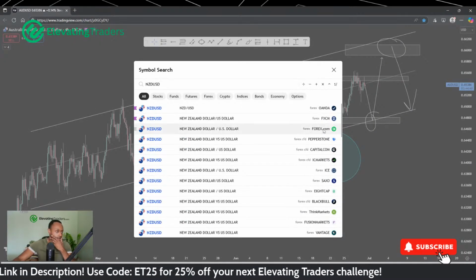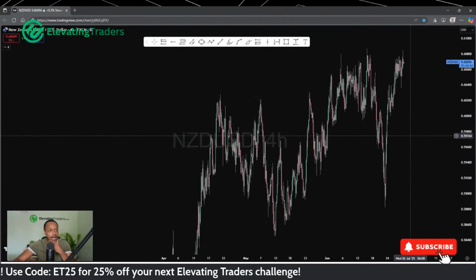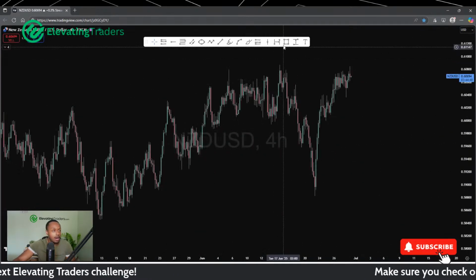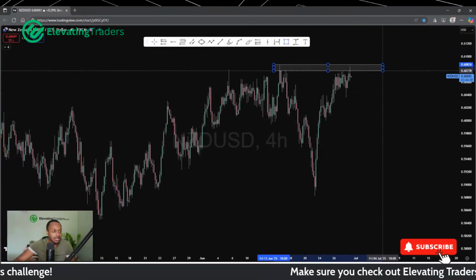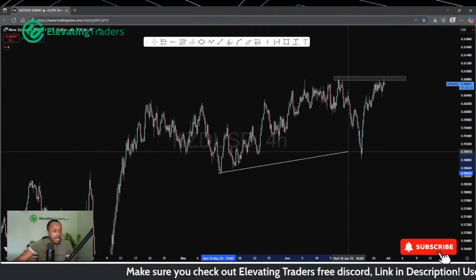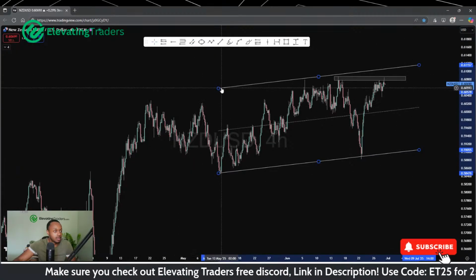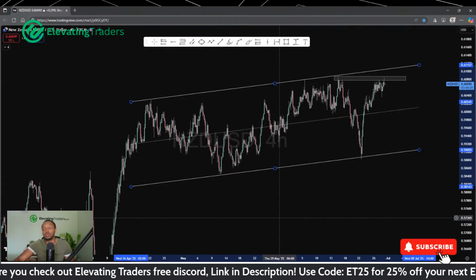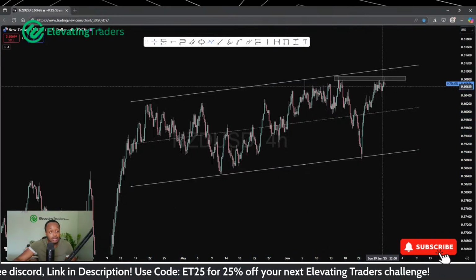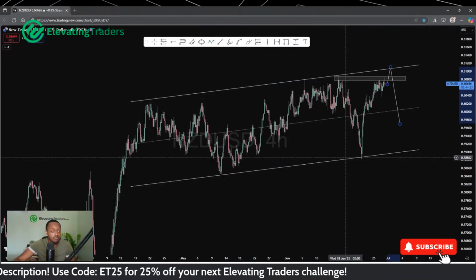New Zealand dollar, not a big fan of this one, to be honest. Not seeing a whole lot of opportunity. I can see we are, again, similar to Aussie, stuck at resistance. There's a slight channel going on here, but really I'm not looking to do too much with New Zealand dollar. There might be some downside. We might wick into the upper end of the channel before a bit of a sell-off there.